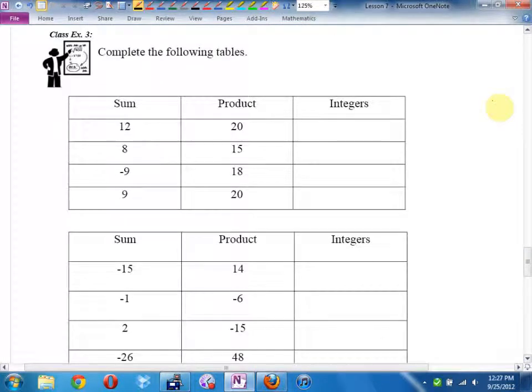It says complete the following tables. You do need to know your times tables. You also need to not drop your phones. It's okay.